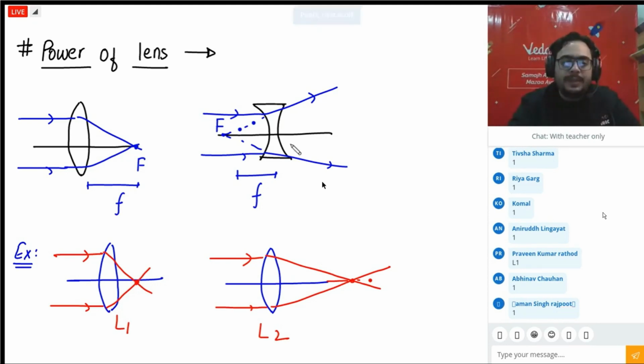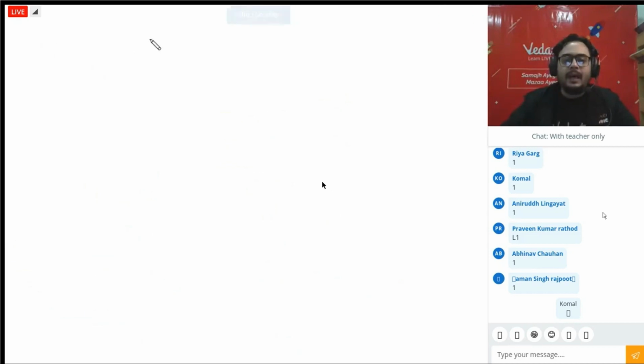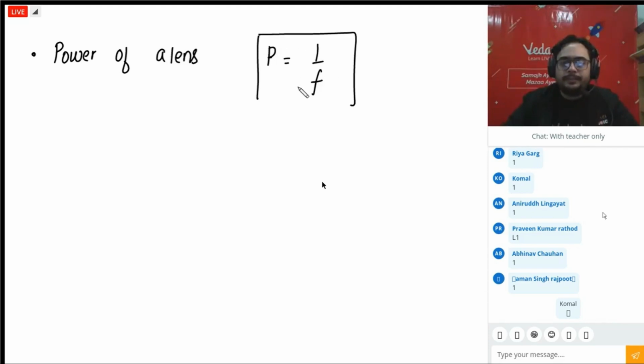So this basically depends on the focal length. As you can clearly see, this will be the focal length of the second lens and this will be the focal length of the first lens. So how do you define the power? Power of a lens has been simply defined as the reciprocal of focal length. The only thing you have to remember, you should put the focal length in meter. You cannot put it in centimeter.